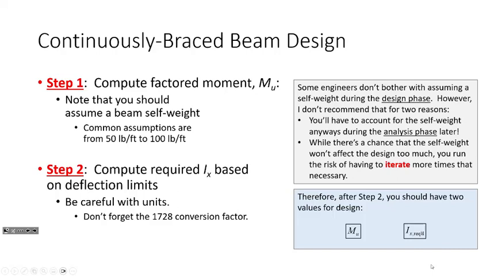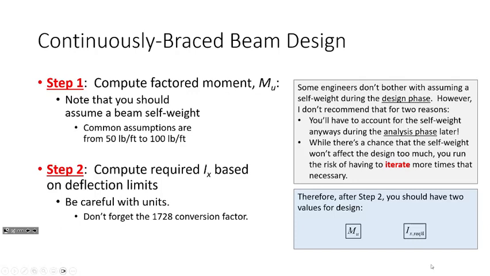Now, I will level with you that steel beams generally are lighter than their concrete alternative. So there's a chance that your self-weight really won't affect your final design too much. However, if you ignore the self-weight during the initial steps, there's a higher risk that you are going to have to iterate your design more times than necessary. So I think picking a value at the very beginning of the problem reduces the amount of iteration that you have to do later. Okay? All right. So first step is to compute your factored moment.